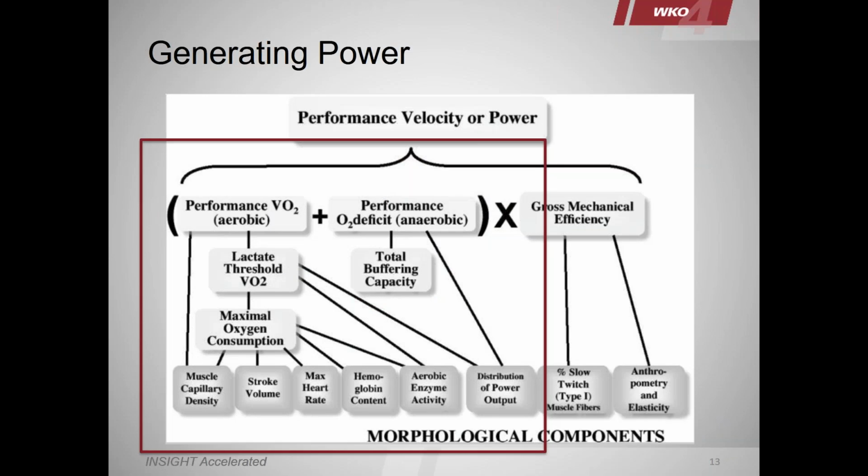When we think about generating power, you're really talking about performance: aerobic performance plus anaerobic performance, times gross mechanical efficiency, is really the velocity or power that you put out. There are all types of factors related to aerobic power production: muscle capillary density, stroke volume, max heart rate, hemoglobin content, aerobic enzyme activity. I bet most people here are familiar with these, so I don't want to go too deep, but we're really talking about the development and management of all this.